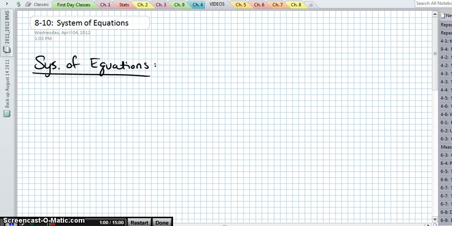We are going to graph systems of equations today and see if they have a solution, no solution, or all solutions. We're also going to use a method called substitution to solve systems of equations, and we're going to do some practice.